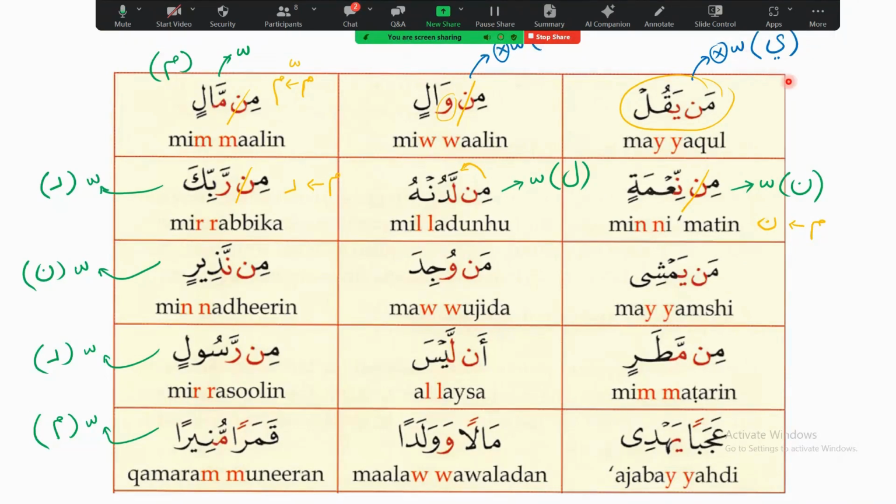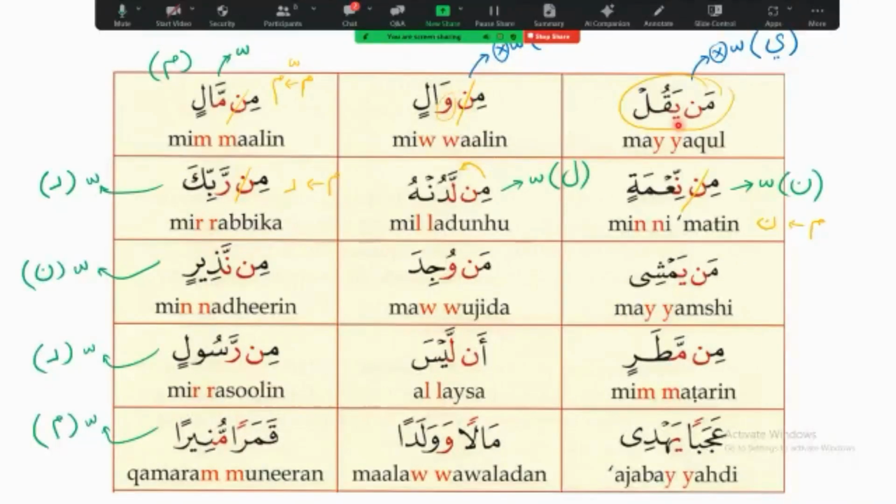This symbol that you see above, this small w kind of symbol. Sometimes on the letter you are assimilating into, you will find this shadda symbol written, and sometimes it will not be mentioned. Let me tell you. In the first word here, you do not see a shadda symbol on the ya letter, which comes after noon sakin. We do not see that. In the next example, after the noon sakin, there is a waw letter. Again, you do not see a shadda symbol here, right?